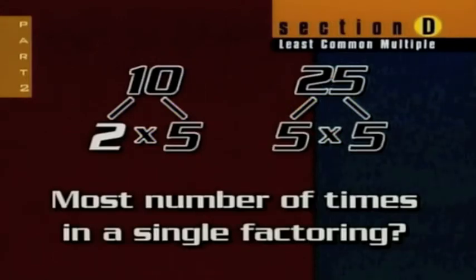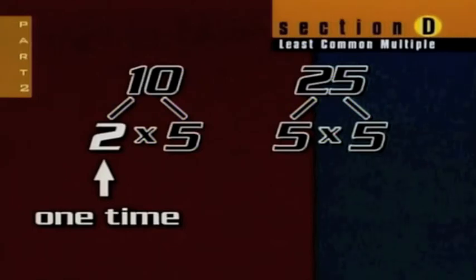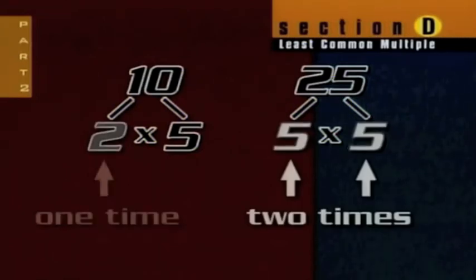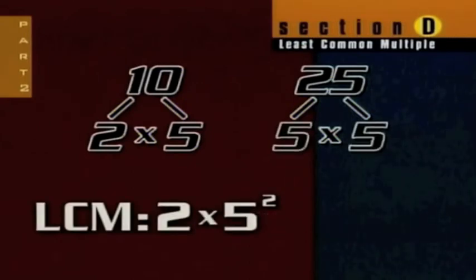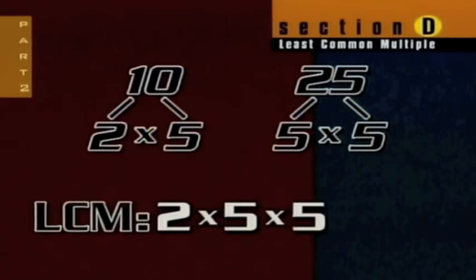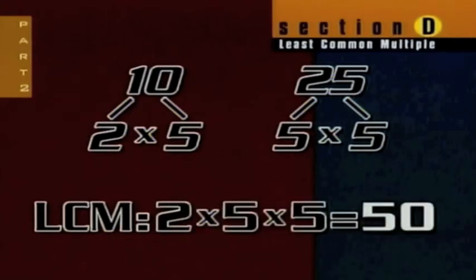So what is the most number of times 2 appears in a single factoring? Well, it's just 1 time. That means our exponent for 2 is 1. What about 5? The most 5 appears in a single factoring is 2 times, so 2 is our exponent for 5. That means the LCM of 10 and 25 is 2 times 5 squared. If we multiply the LCM out, we get 2 times 5 times 5, which equals 50.